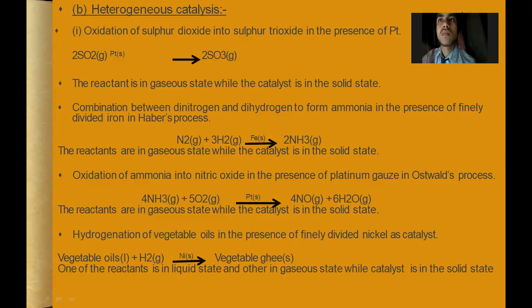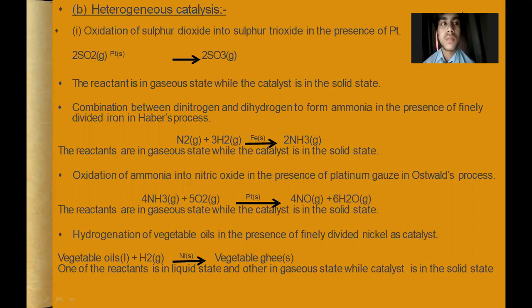One more example, hydrogenation of vegetable oil in the presence of finely divided nickel as catalyst. Vegetable oil is in liquid state, hydrogen is a gas, and nickel is a solid, which ultimately gives the vegetable ghee, which we use to rub on chapatis and to cook something. So ghee and oil are two different things. How can you make ghee from the oil? You just hydrogenate it and you can make the ghee.